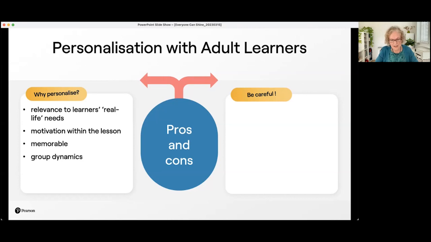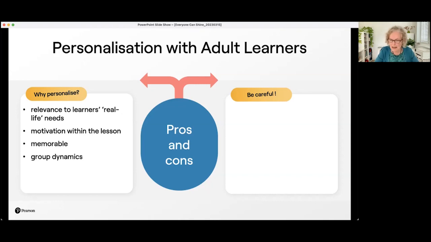However, motivation within the lesson. The other thing about adult learners is that they often come to class in the evenings after a whole day at work. Or when I was in Hungary, I used to teach adult learners at 7 o'clock in the morning or 7 o'clock at night. And at both times, I had a little bit of a problem in energizing the learners. So I think personalization can really energize and motivate within the lesson.